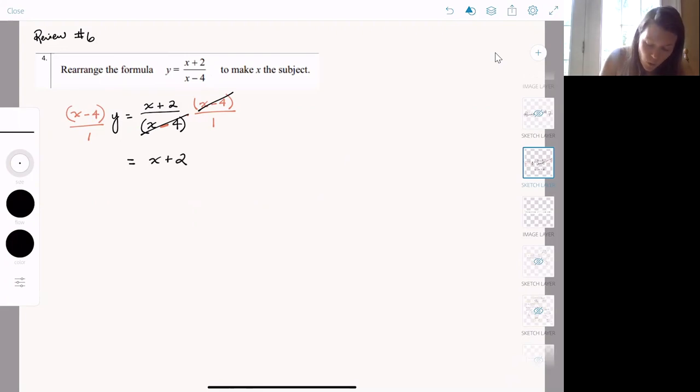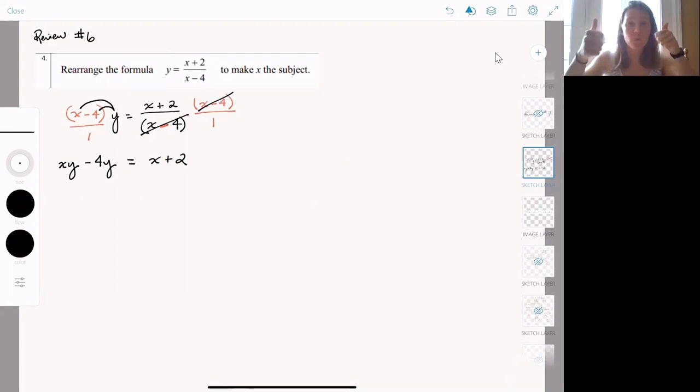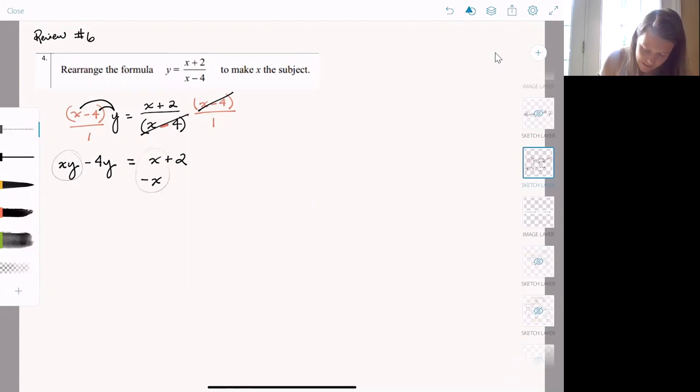On my left side, I want to distribute. So this is going to be xy, and then distribute again, minus 4y. Now it's just like any other problem we see where we've got variables on both sides of the equation. I want to get both of my x's to the same side. So here I'm going to subtract x, but remember, these are not the same. This is not the same as this. So I cannot say that xy minus x equals y.